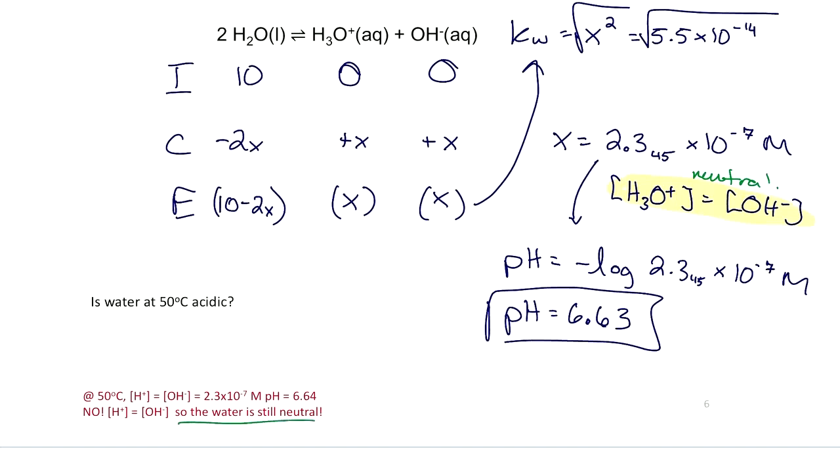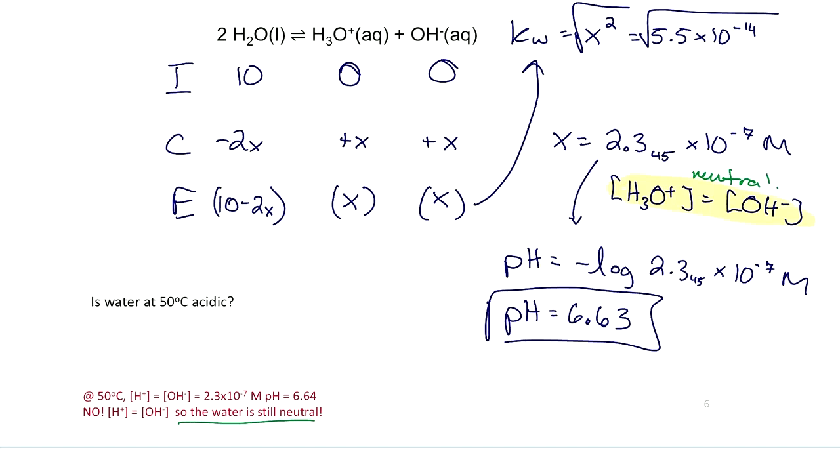So that's kind of interesting. This is a common misconception that sometimes students have. Oh, if I heat up water, the pH changes, it goes down, so it becomes acidic. But that's not true. We haven't added anything to the water at all. H plus is still equal to hydroxide. The reason your pH is changing is because your value of KW is changing.